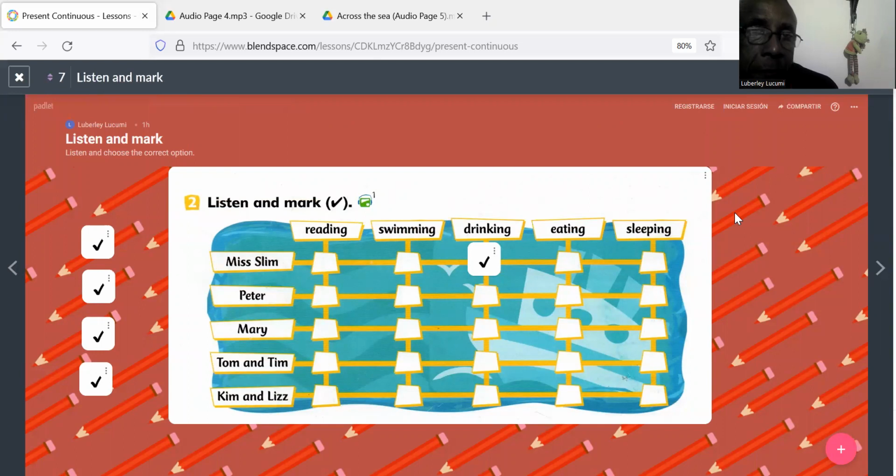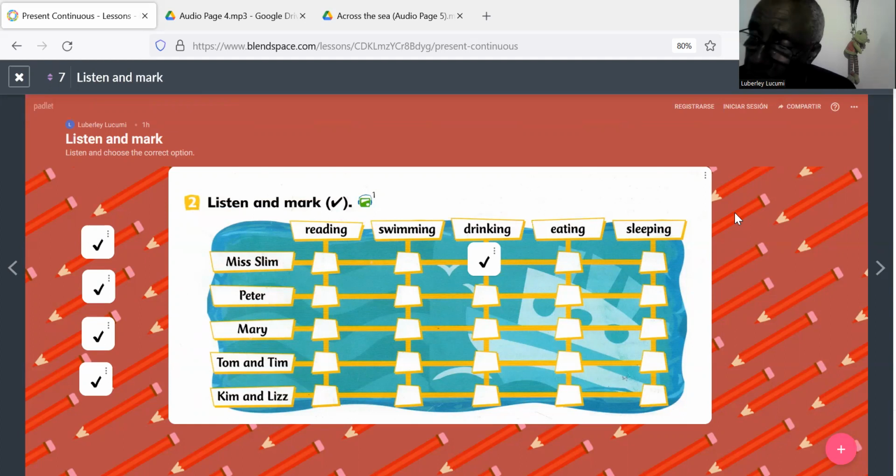Okay, now in Learn Space, we can see the chart with the names of the Slim family: Mrs. Slim, Peter, Mary, Tom, Tim, Kim, Liz, and the actions: reading, swimming, drinking, eating, sleeping. The idea is Listen and Mark. You can find this information, the activity called Listen and Mark, in order to continue working in groups.